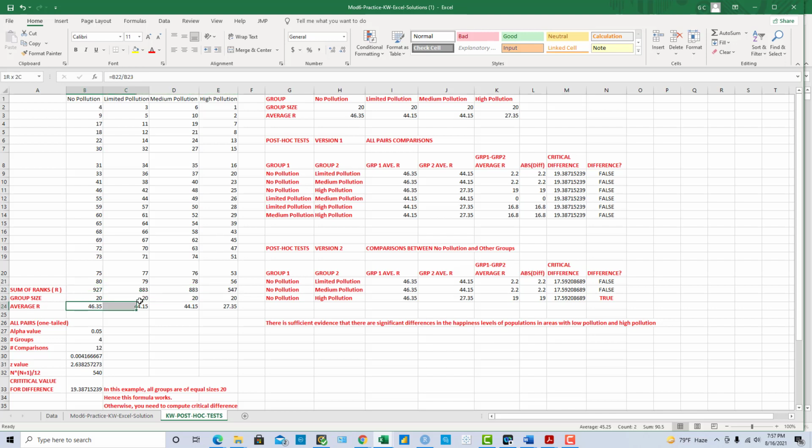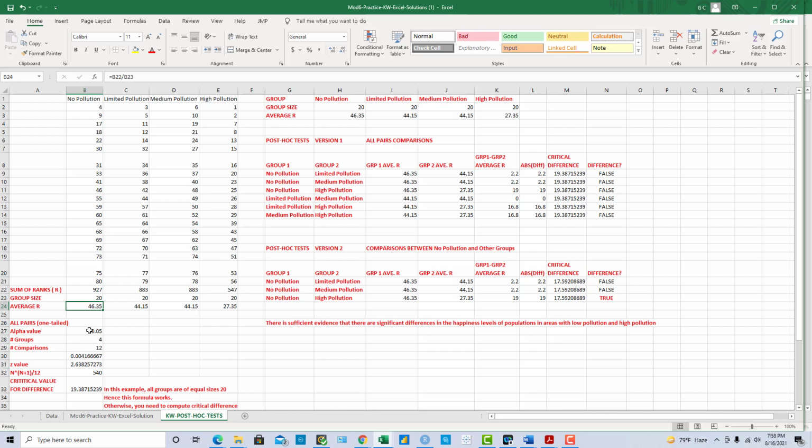Now we compute the average rank. The average rank is obtained by the total sum of all ranks in that group divided by the number of observations, which is 20. So the average rank is computed in row 24, B24 through E24.